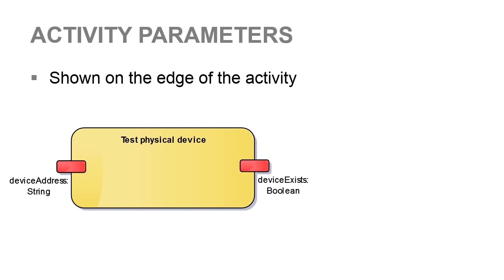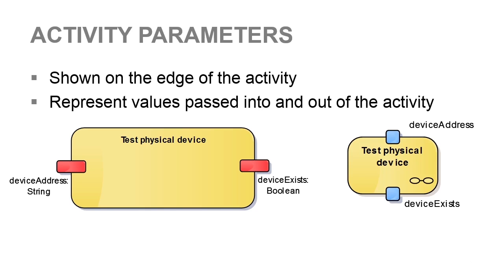We use activity parameters on an activity, represented as rectangles on the edge of the activity, and we use them to show the values that are passed into it and out of it. These may be objects or other values that are associated with the pins on the higher level diagram.